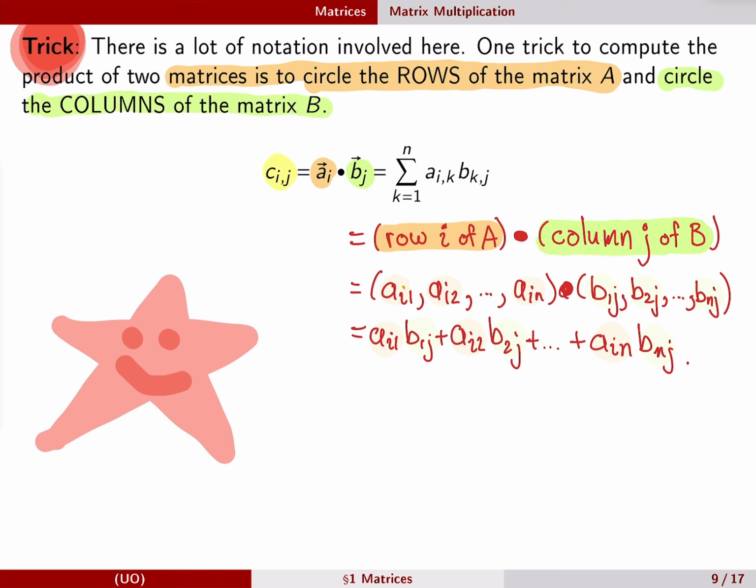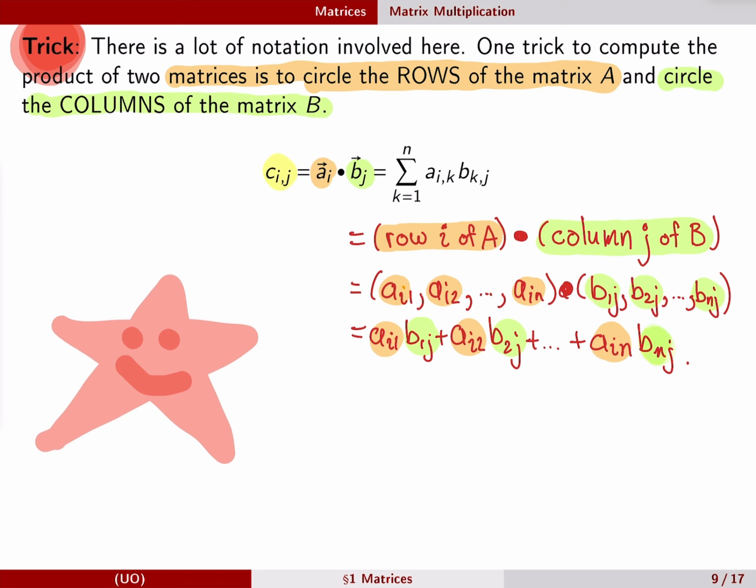Because row i of A in general will be a vector whose entries are the entries of that matrix A, and the entries of the second vector are the elements of the jth column of B, and then you do your dot product: a_i1 times b_1j plus a_i2 times b_2j plus, etc.